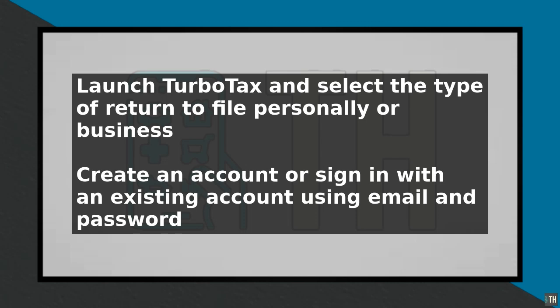Next, gather all necessary tax documents, including your W-2 forms, 1099 forms, and any other relevant documents. TurboTax will guide you through the process of entering your income, deductions, and credits. You can import your W-2 forms from participating employers or enter the information manually.